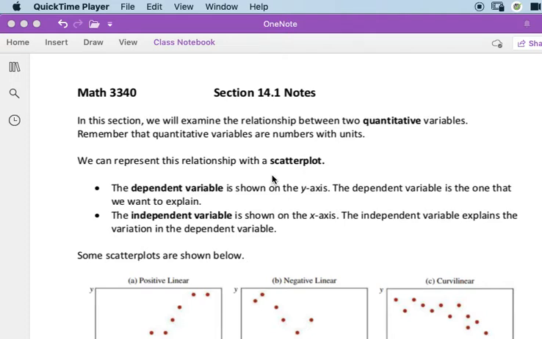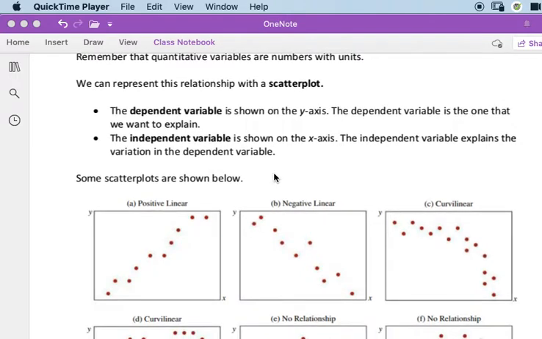In this video for section 14.1, we're going to look at the relationship between two quantitative variables. Remember that quantitative variables are numbers with units. In section 13.2, we used the chi-square test for independence to look at the relationship between two qualitative variables. So we can represent the relationship between two quantitative variables with a scatter plot. Here are some examples of scatter plots.